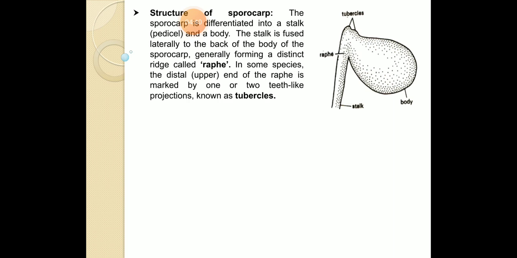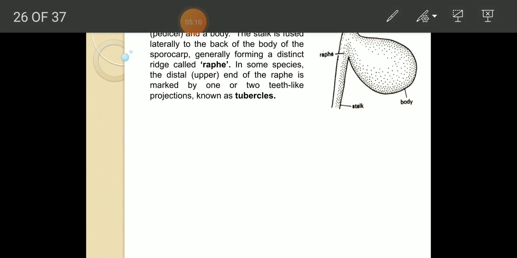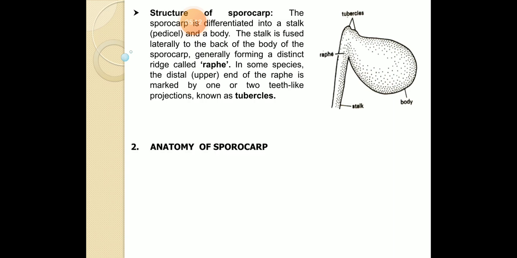Sometimes you may be asked the question, what is raphe? Raphe is nothing but the part that is attached to the sporocarp, and it has distinct ridges in position. Usually the upper distal end portion of the raphe consists of two teeth like structures. Those are called tubercules. Sometimes they may ask the question, where do you find tubercules? In the sporocarp of Marsilia you will find the tubercular structures.